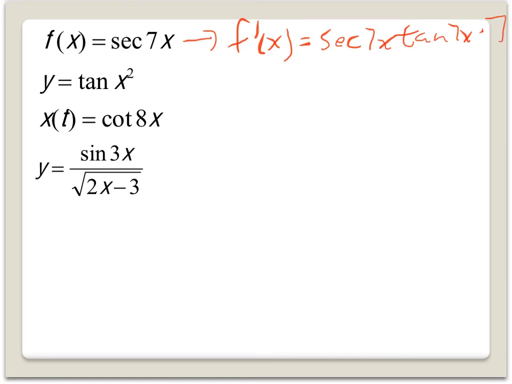So you see how the derivative of secant involves secant of that same function, tangent of that same function. That's why we memorize it as secant tangent, times the derivative of that inside function. We still have to follow the chain rule.